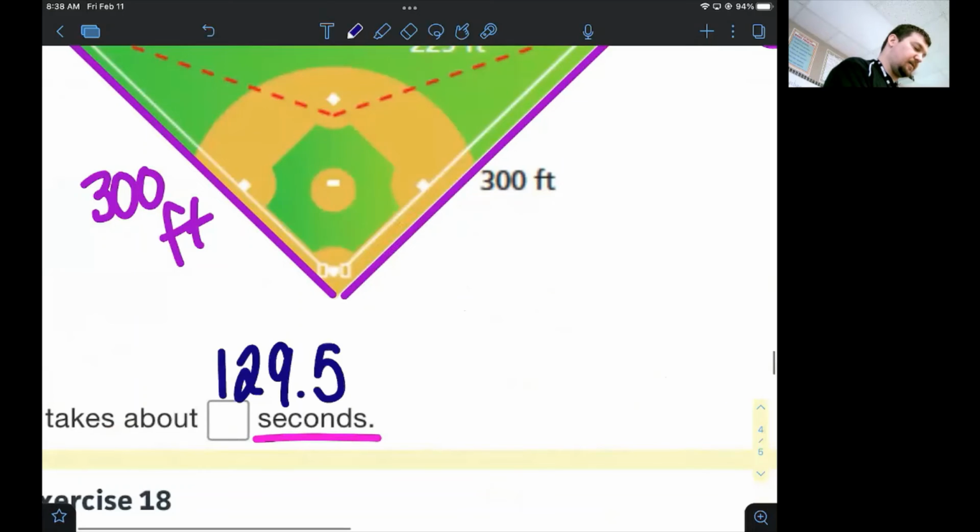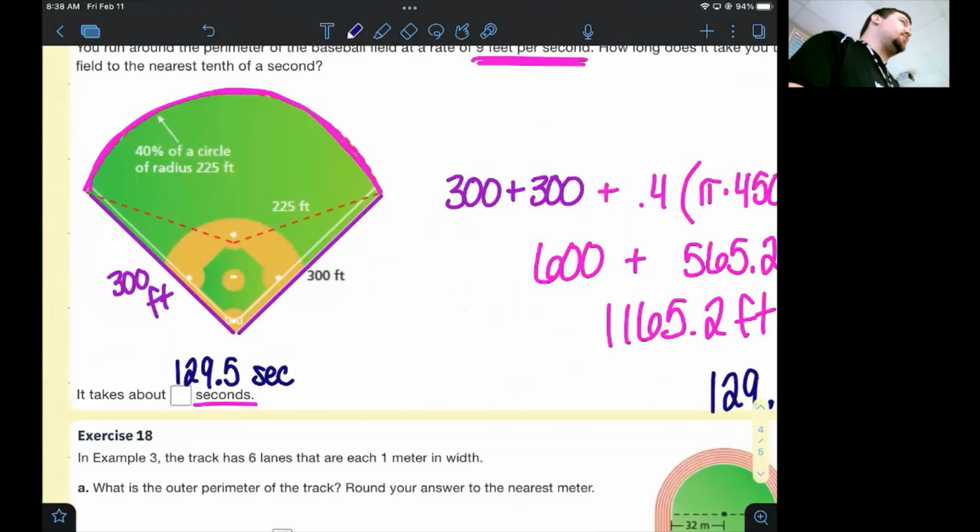So it's 129.5 seconds. So if there's 60 seconds in a minute and 120 seconds in 2 minutes, this will take us just over 2 minutes to jog. And I'm saying jog because 9 feet per second is not very fast.